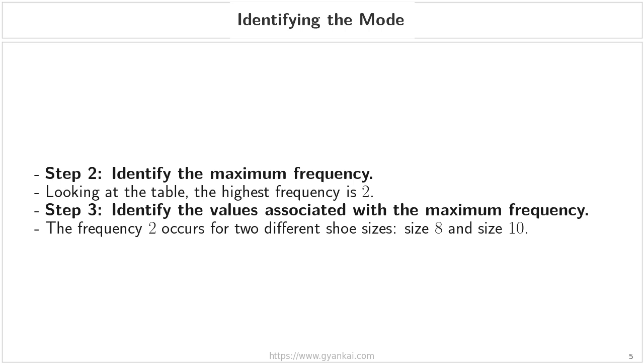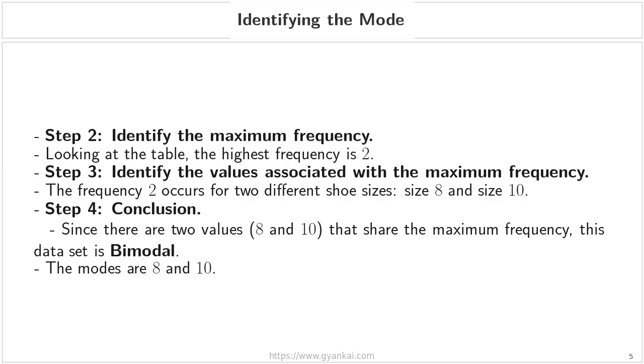Looking back at our table, we can see that the frequency of 2 occurs for 2 different shoe sizes, size 8 and size 10. Finally, in step 4, we reach our conclusion. Because we have 2 distinct values, 8 and 10, that both share this same highest frequency, we wouldn't call this data unimodal. Instead, we say this data set is bimodal. Therefore, our modes are 8 and 10.